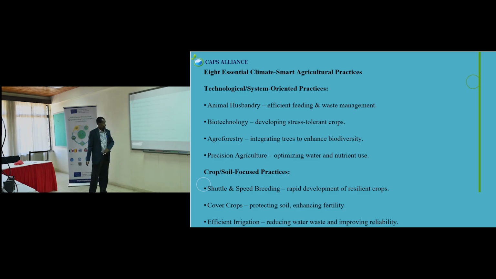Cover crops are protecting soil, enhancing fertility and so forth. We talked about soil organic matter, soil organic carbon and so forth. Efficient irrigation schemes, we talked about efficient irrigation schemes, drip irrigation, overhead irrigation, and so forth. Next.